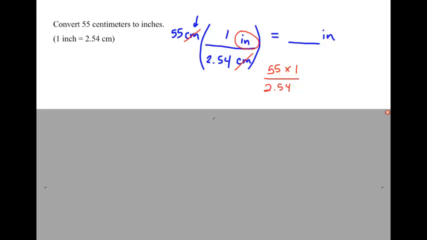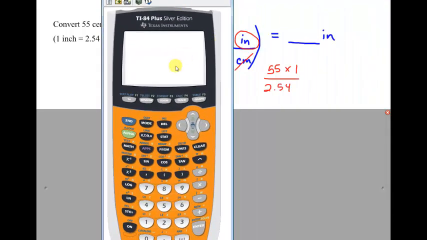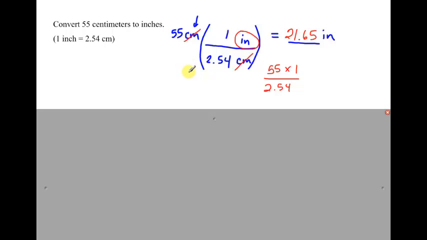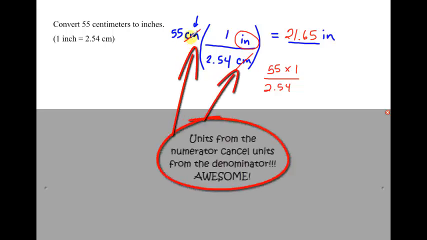Well, let me grab a calculator. So it's 55 times 1. I'm not going to waste my time doing that. It's just really 55 divided by 2.54. So it's about 21.65 inches. And that's how it's done. The biggest decision to make is where to put the units you want to cancel. If they're in the top to start, which they usually are, then you're going to put them down in the bottom to cancel them.